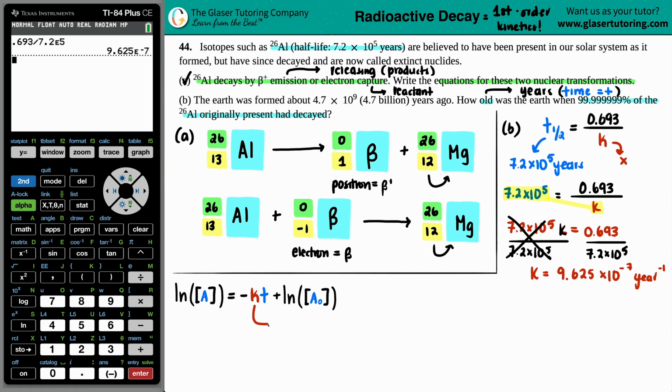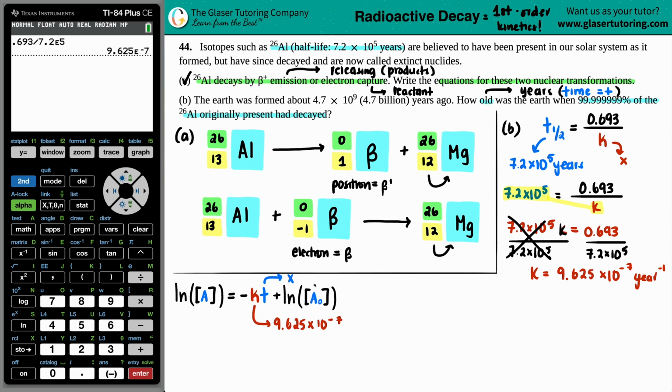Now, let's go for this formula. Keep in mind, we wanted to solve for that rate constant, 9.625 times 10 to the negative 7th, because we want to solve for that t value. But now, if this is the variable we're searching for, we should know these two quantities. The great thing about this formula is that you could put in units of grams, molarity, moles, whatever. You could use fractions and percents. They did start us off with the percent, so I know that I'm in that unit. Now, how old was the Earth when 0.9999 of the aluminum has decayed?